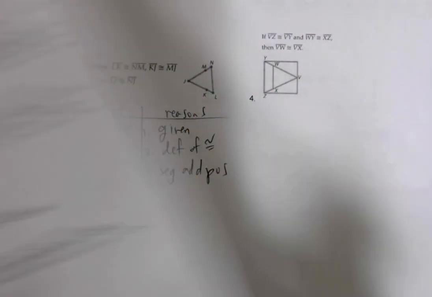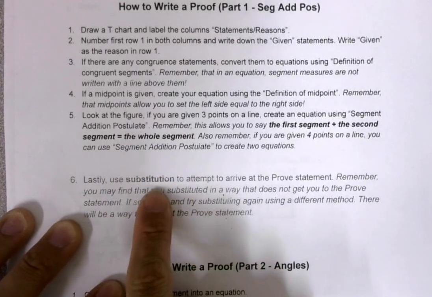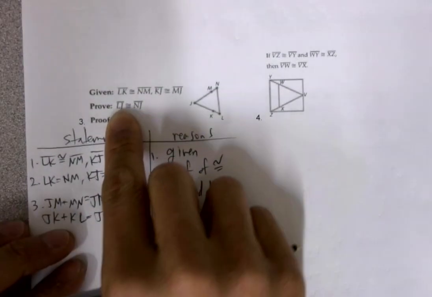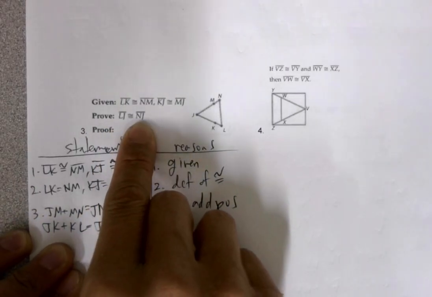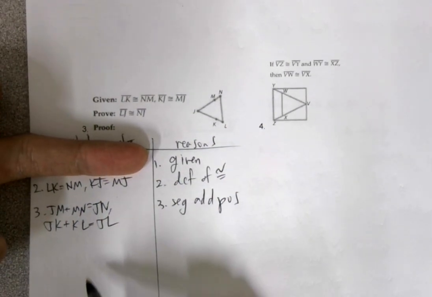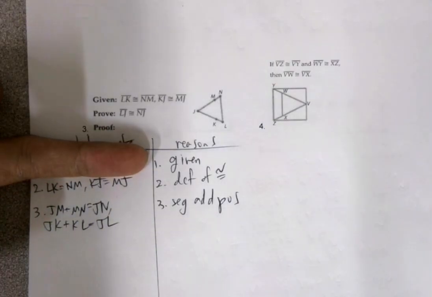So I'm done with my step 5, right? The 3 steps here to create equations. And lastly, I'm using substitution to try to get to the prove statement. What am I trying to prove? LJ is equal to NJ. Okay, so I'm looking at my equations. What do I have? I have these 4 equations: 1, 2, 3, 4 equations. So I need to do substitution. Okay, so what am I going to do? Well, I'm looking at it and trying to figure out what do I do?